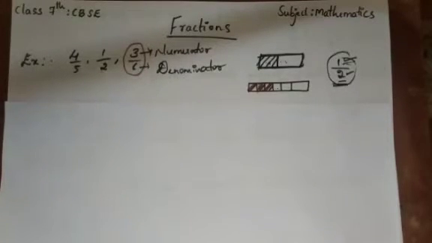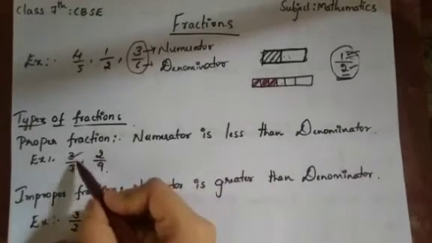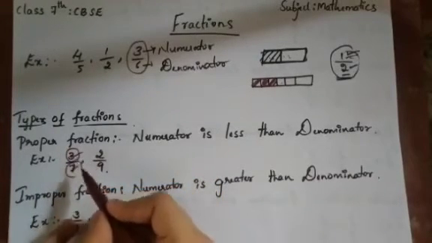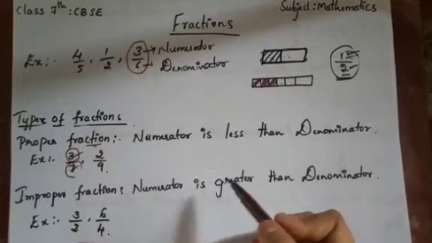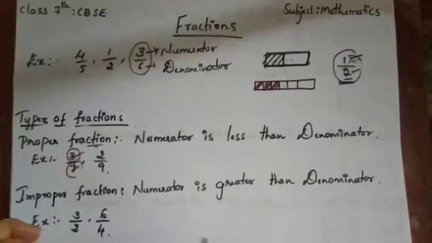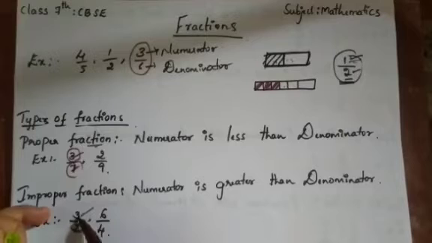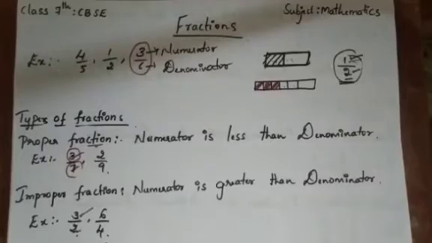Next we will go with what types of fractions there are. First is the proper fraction. A proper fraction is where the numerator is less than the denominator. If you see 3 by 7, numerator is 3, denominator is 7. So numerator 3 is less than the denominator. This type of fraction is called a proper fraction. Next is the improper fraction, where the numerator is greater than the denominator. If you see numerator 3 and denominator 2, 3 is greater. So this type of fraction is called an improper fraction.